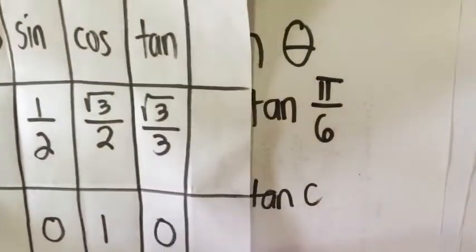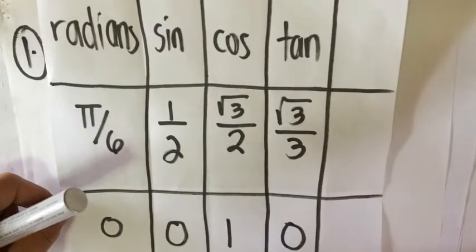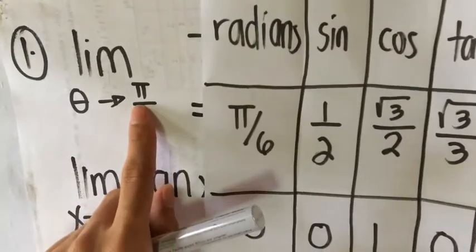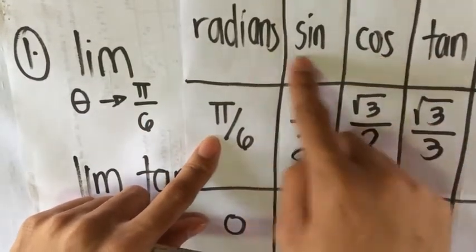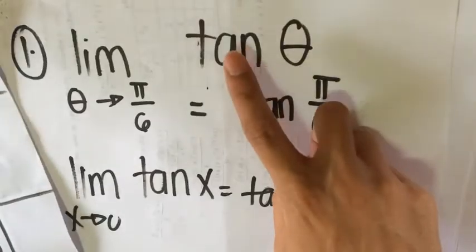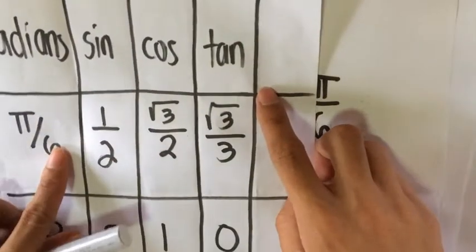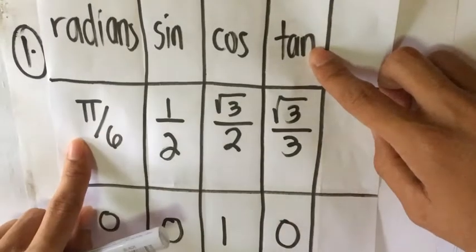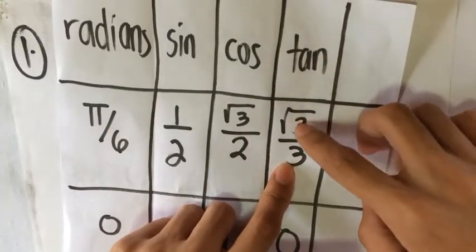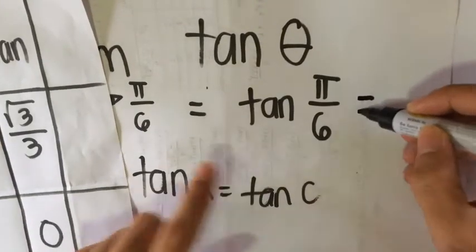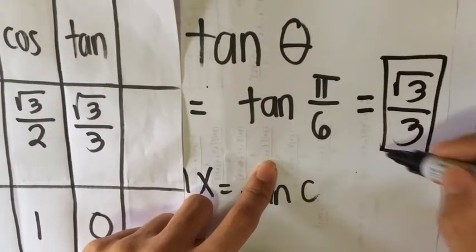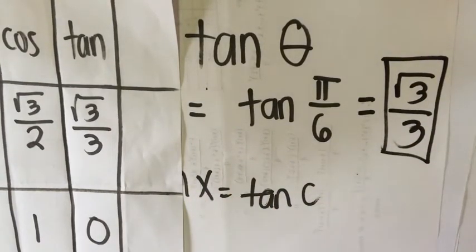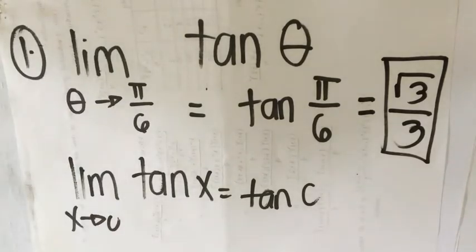Let's go back to our table. This is our table, right? Let's find the radian. My radian here is pi over 6, and simply find my trigonometric function. In this example, I am using the tan function. So that is pi over 6, and tan, so that is square root of 3 over 3. So tan pi over 6 is equivalent to square root of 3 over 3. Therefore, the limit now is square root of 3 over 3. That's how you answer that example.